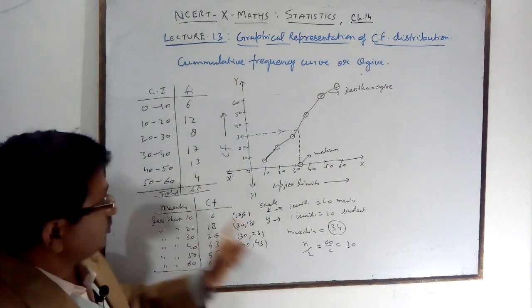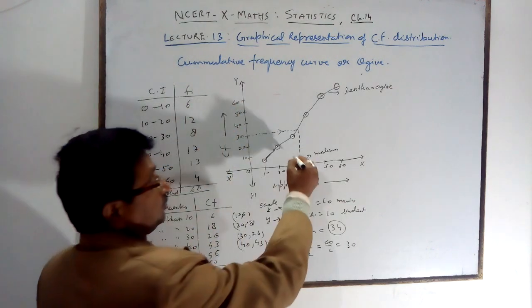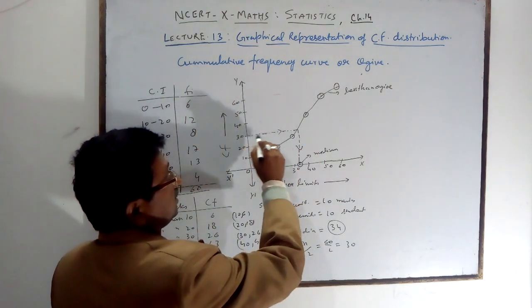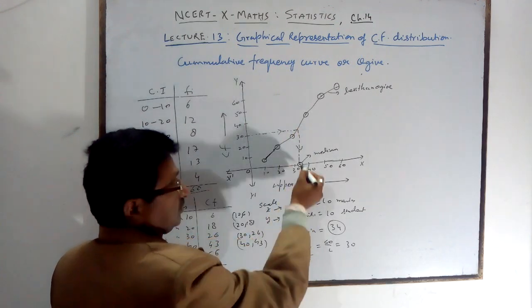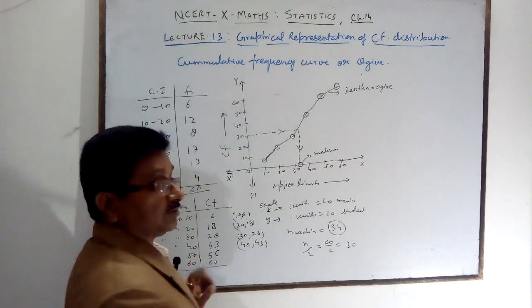What is N by 2? Sigma fi by 2. In the CF column, you will go and come down. Keep in mind, from the y-axis you come to the x-axis where you get this straight line falling. This value is your median.